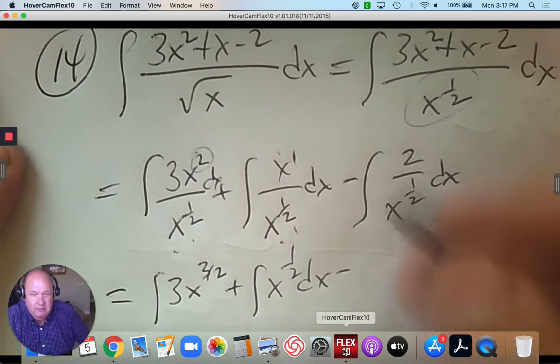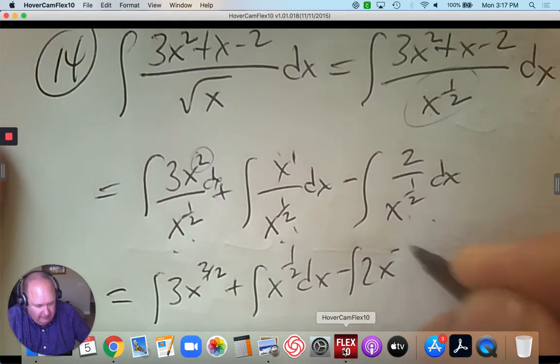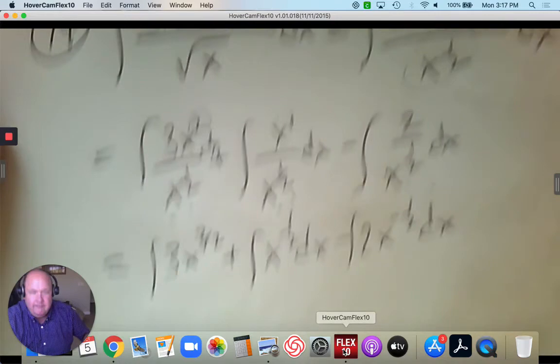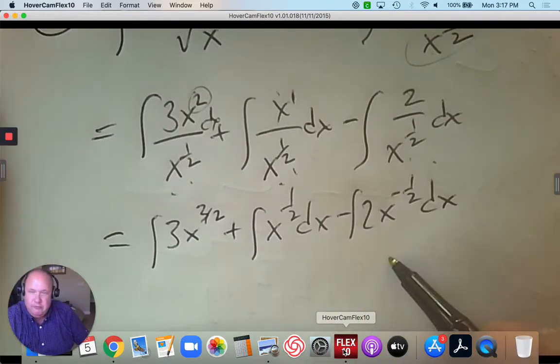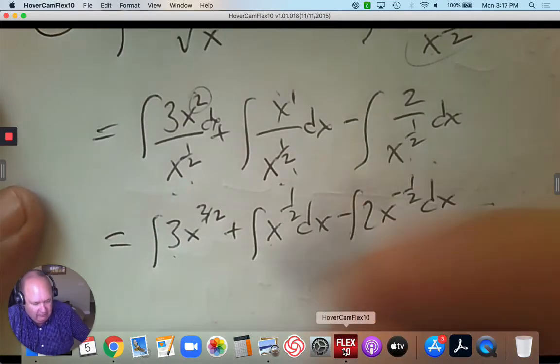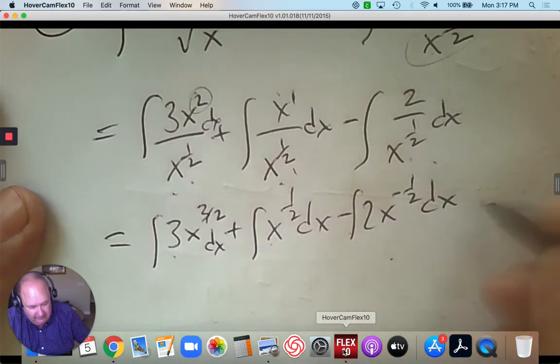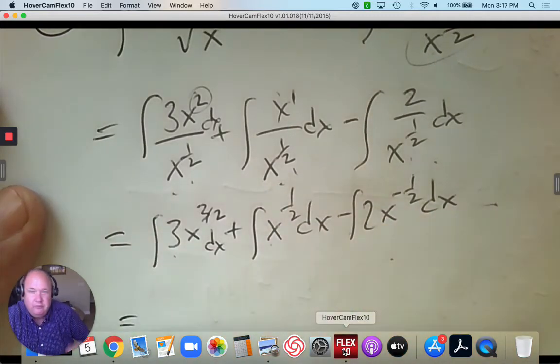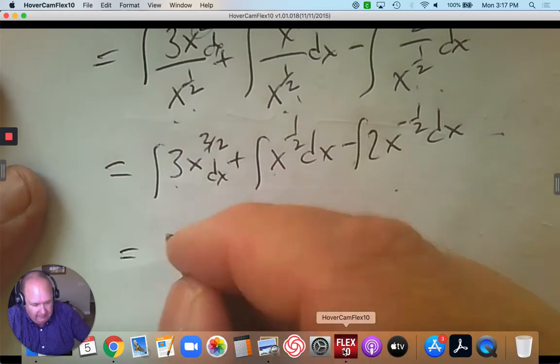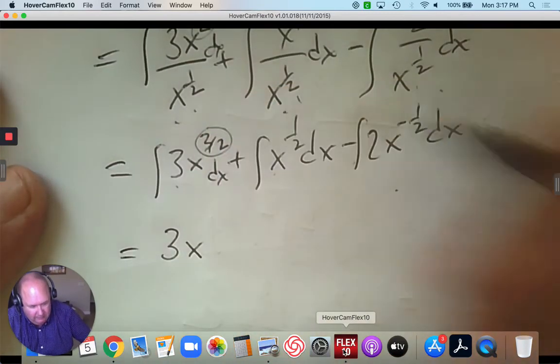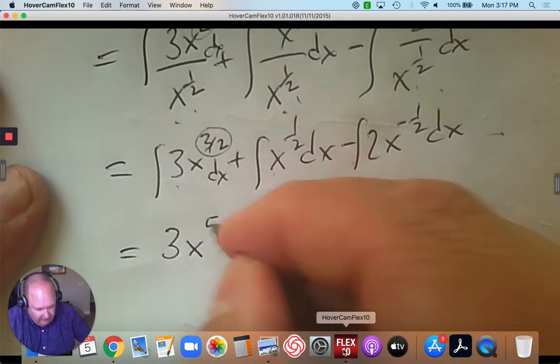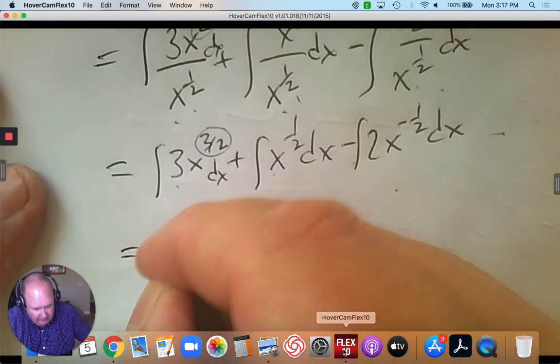And then the last one, there's nothing to simplify it, but we're just going to write it as x to the negative 1/2. And now I did some algebra where each one now I can just integrate separately. dx, dx, dx. All right, so now it's just the anti-power rule. So we write down 3x, add 1 to the exponent. That's 5 over 2. Divide or times the reciprocal.